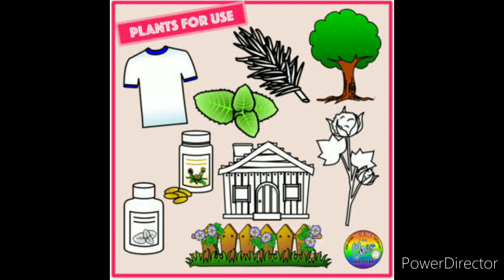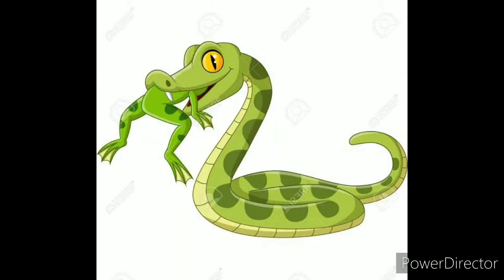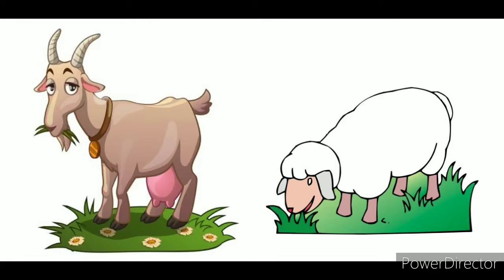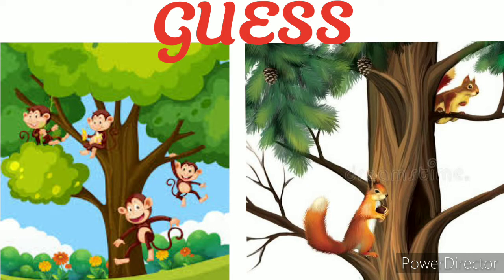Now, other living things also get their food from the environment. For example, chameleons eat insects, snakes eat mice and frogs, tigers eat deer, goats and sheep eat leaves of plants, and cattle eats grass. Now look at these two pictures. There is something common in them. Can you guess? Yes, they both live on trees.